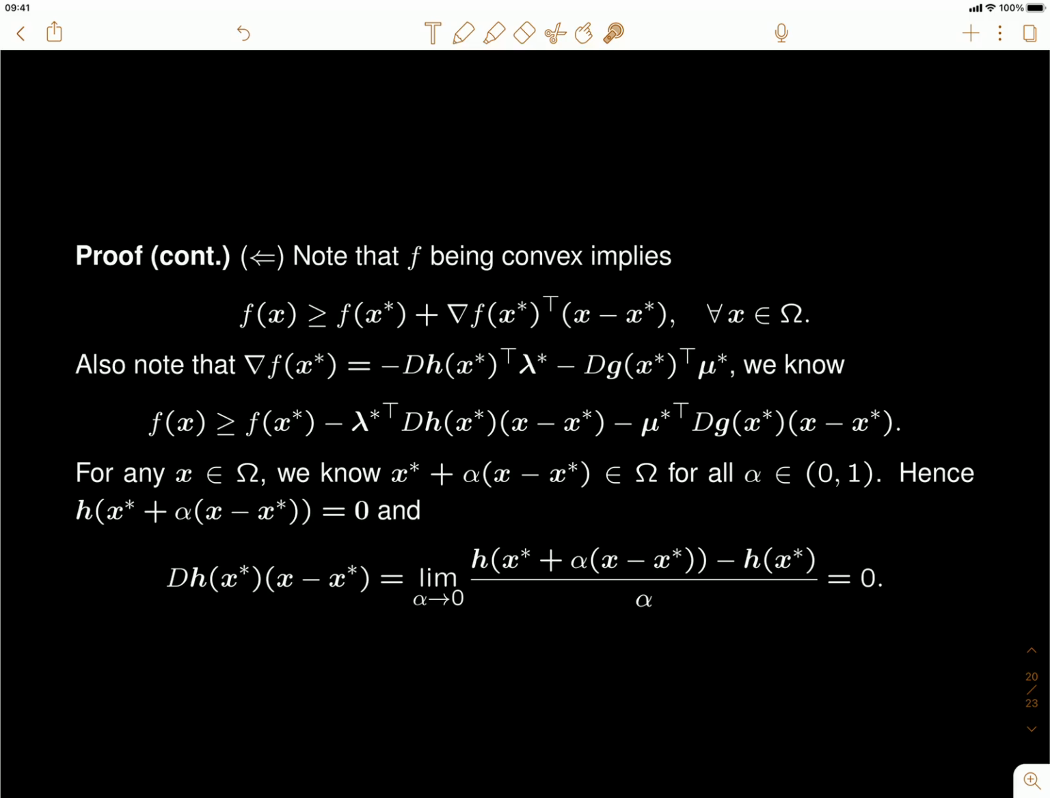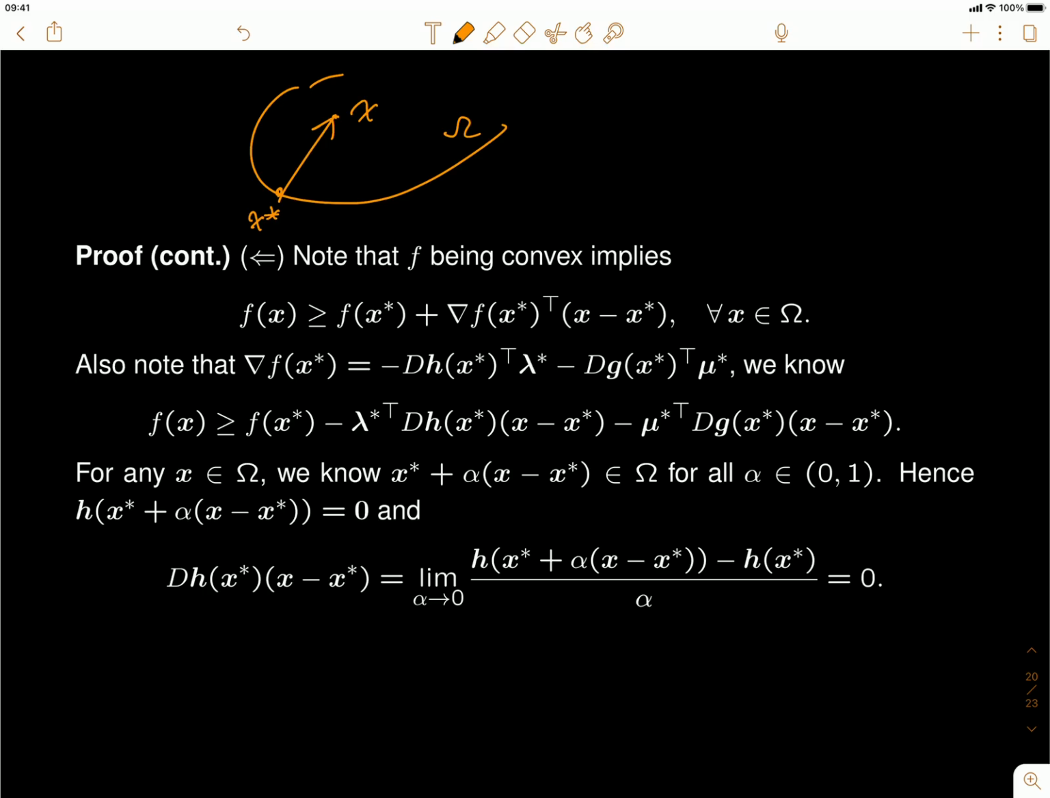All right, so now with this, we can see that for any x in the domain, x star plus this alpha times this one is a point in omega as well. This is because omega, for example, is a convex set. We have this x star, and there's some x. Now, this vector is x minus x star.